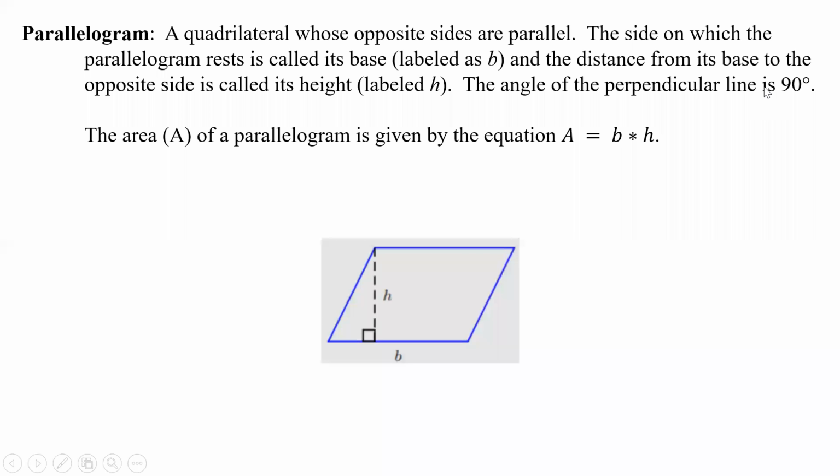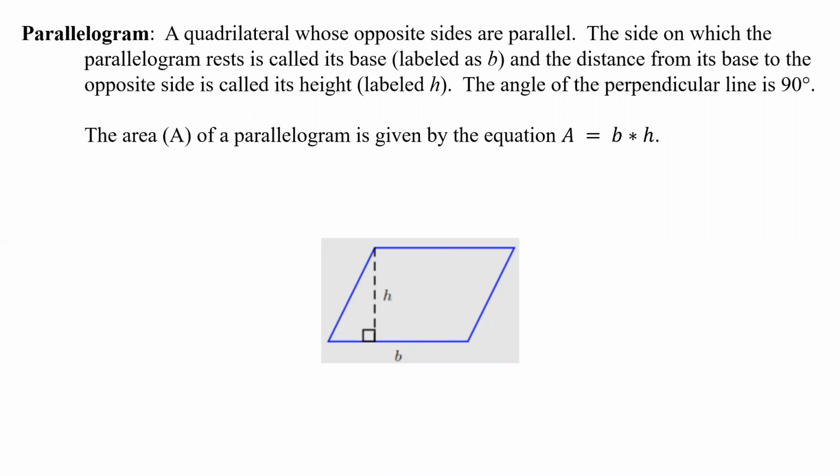All right, so the next thing we're going to talk about is a parallelogram. What is a parallelogram? Well, a picture of one looks right here. So we have two parallel sides here and two parallel sides here. So by definition, it's a quadrilateral whose opposite sides are parallel.